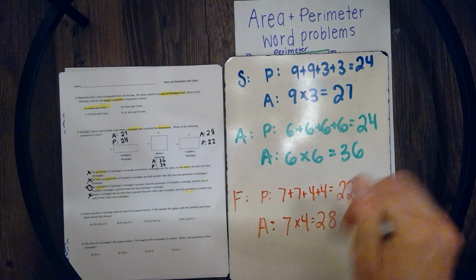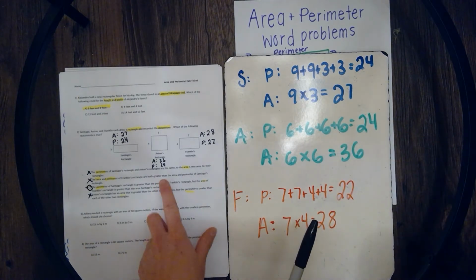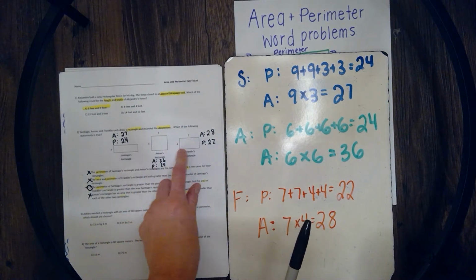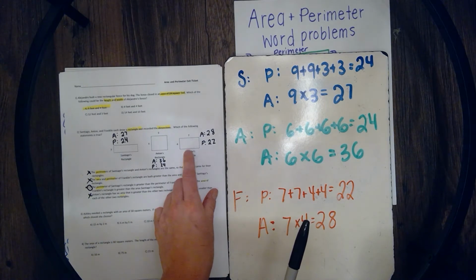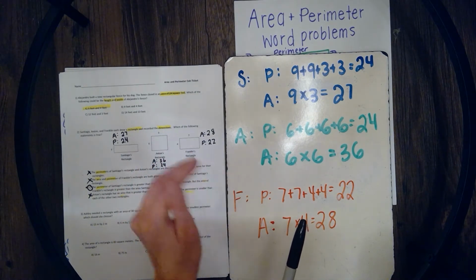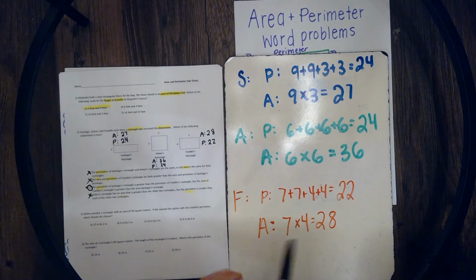All right, you guys, so don't you see right here? If you notice that a problem is asking you about different areas and perimeters, it's best to go ahead and solve those first. That way you're not redoing all the work for each answer. All right, let's move on to number 3.